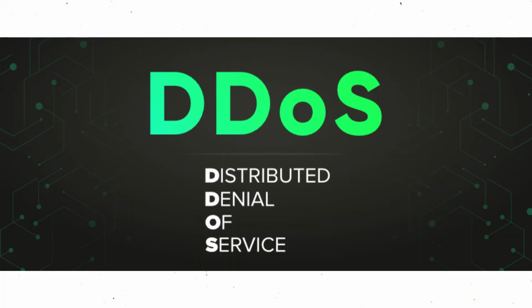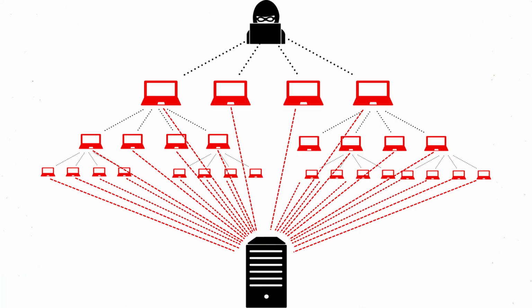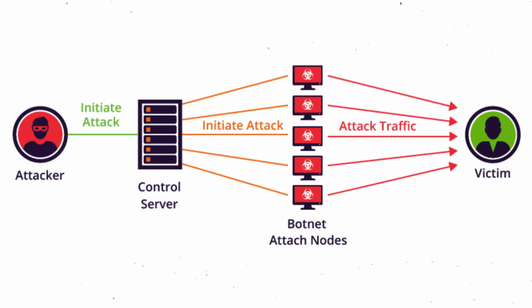A DDoS, or Distributed Denial of Service attack, is a type of cyber attack that involves overwhelming a website or network with traffic. This is typically done by using a botnet, which is a network of compromised computers that are controlled by an attacker. So how does a DDoS attack work?